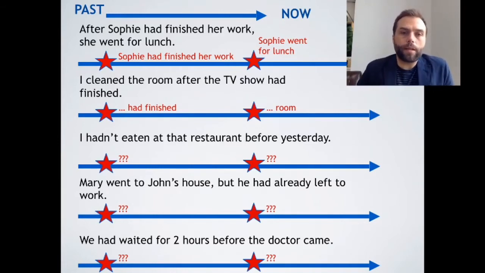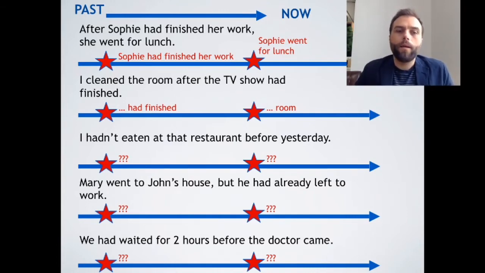So the third example here, I hadn't eaten at that restaurant before yesterday. Okay, so what is the first action, the first red star? Okay, the first red star, I hadn't eaten at that restaurant. The second red star, yesterday.